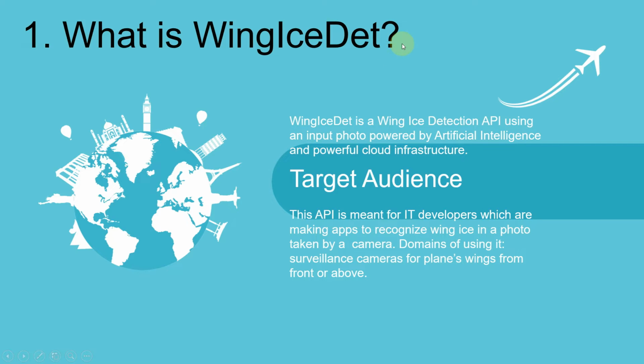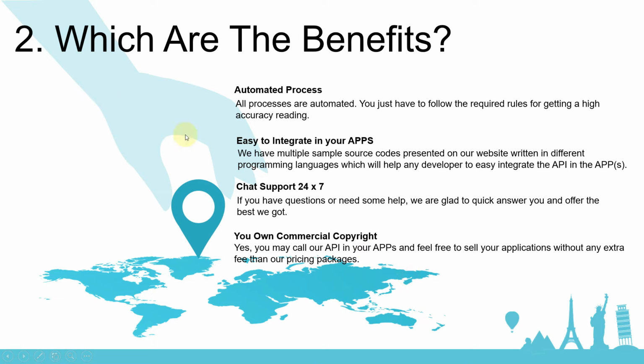What is Wing IceDet? Wing IceDet is a wing ice detection API powered by artificial intelligence and powerful cloud infrastructure. Target audience. This API is meant for IT developers who are making apps to recognize wing ice in a photo taken by a camera. Domains of using it: surveillance cameras for planes' wings from front or above.